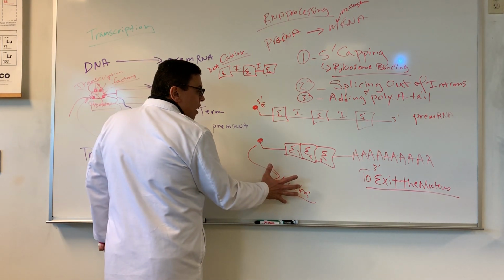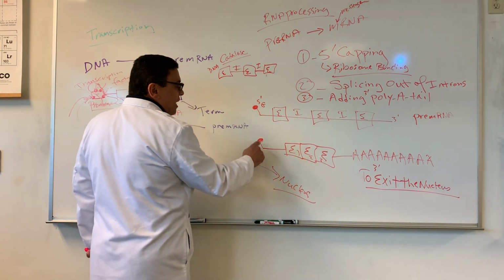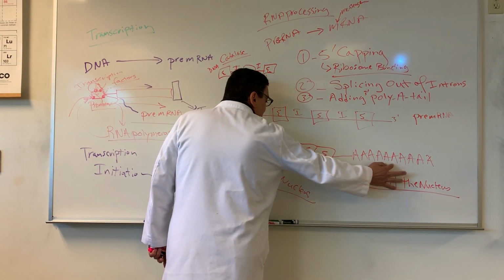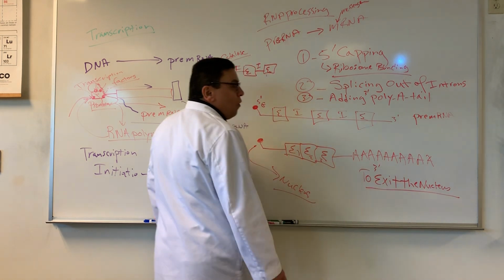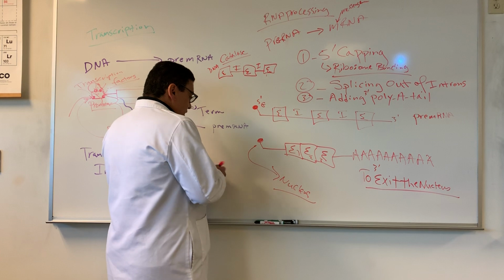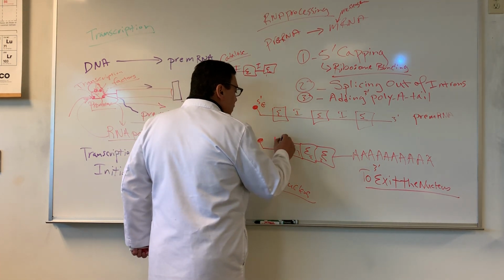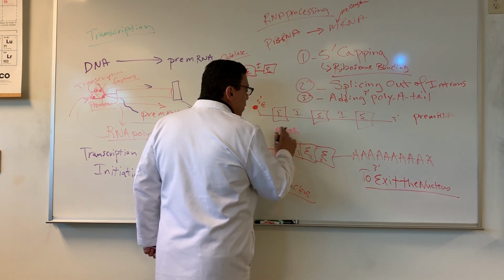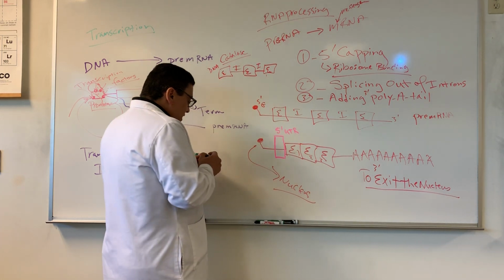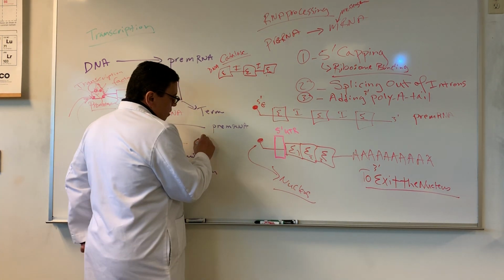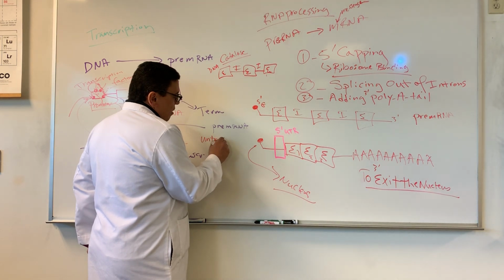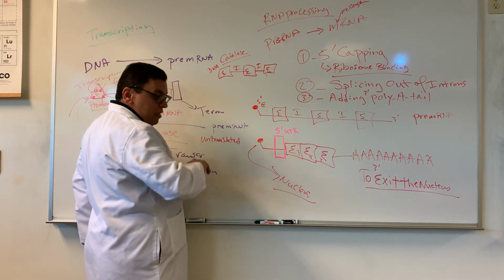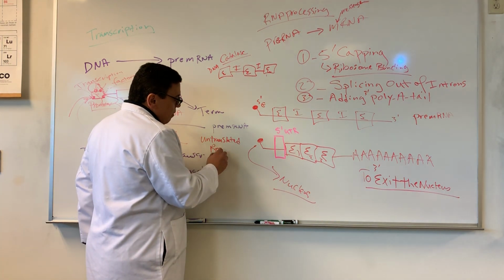This is the mature mRNA. It's been processed. It has the cap. The introns have been spliced. It has the poly-A tail added for exiting the nucleus. Now watch this. This area here is going to be called the 5' untranslated region, UTR. Untranslated region. That means it's a region on the RNA that is not translated by the ribosome. Just like it says.